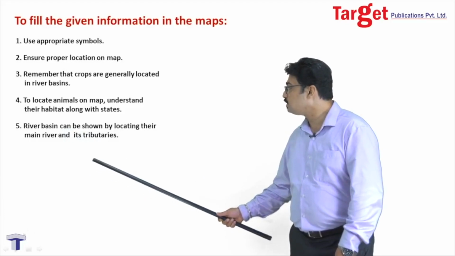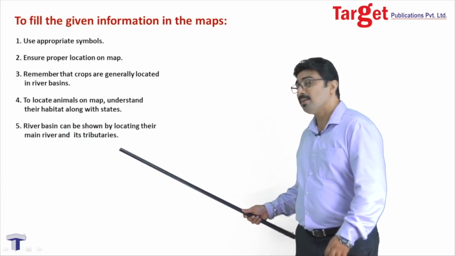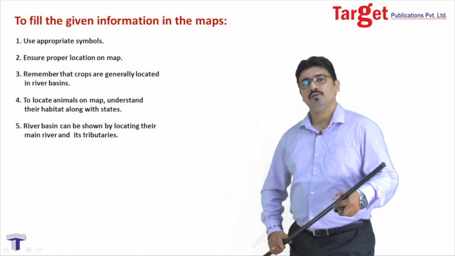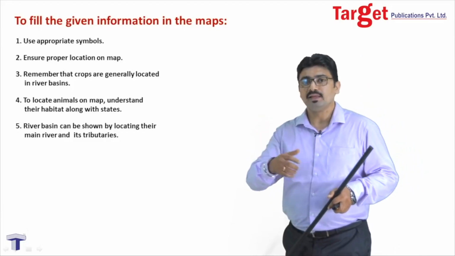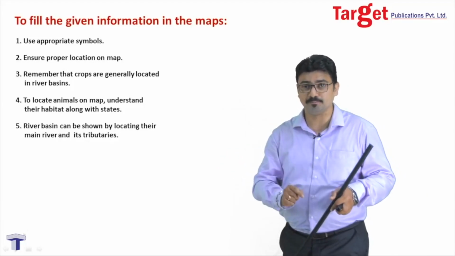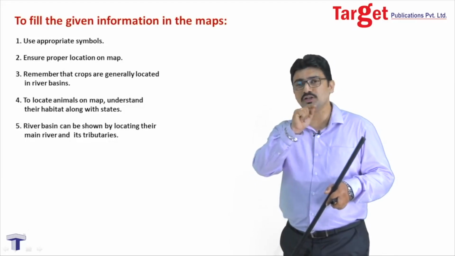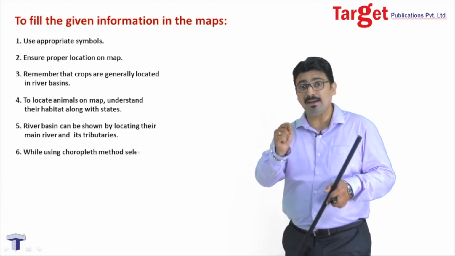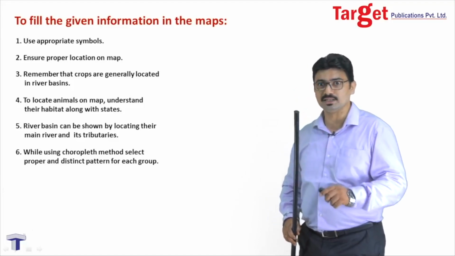The next point that we see is how to locate a river basin on the map. River basin can be shown by locating their main river and also its tributaries. Friends, you know that a river basin is not created or formed only by one river. There are various tributaries of the river which contribute in the formation of that river basin. So whenever they ask you to locate a river basin, don't just draw the main river, but also mention all its tributaries. If possible, name most of its tributaries. That will give an additional weightage to your answer.